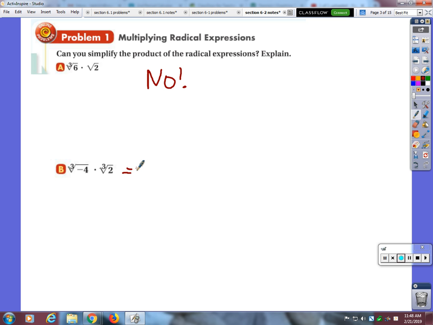Okay? All right. How about this guy right here? Yes. Because they're both cube roots, you can do it. So the way that you do it is you multiply the numbers together that are underneath the cube root. So -4 times 2 is -8. And then if you can, you figure out what the cube root of -8 is. What is the cube root of -8?